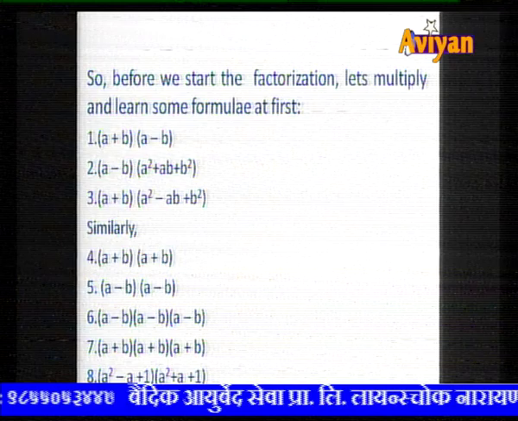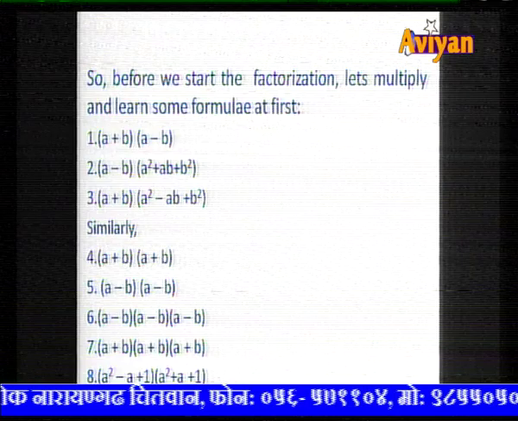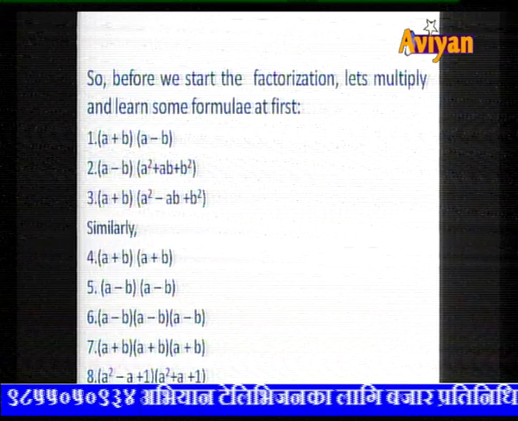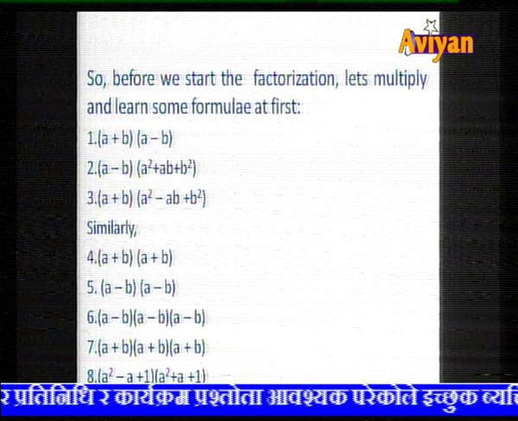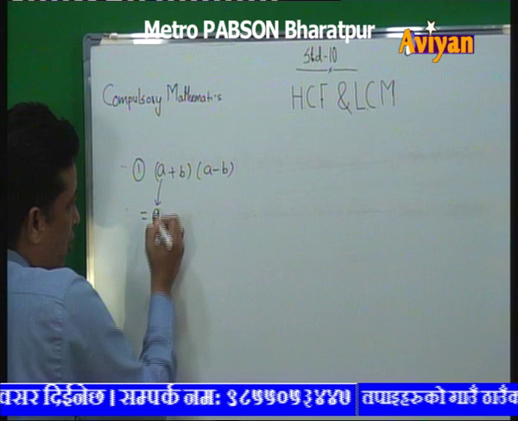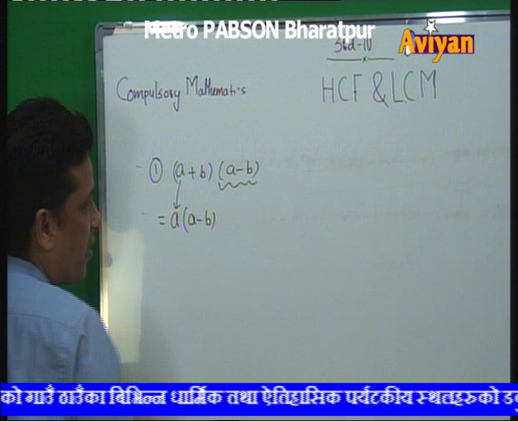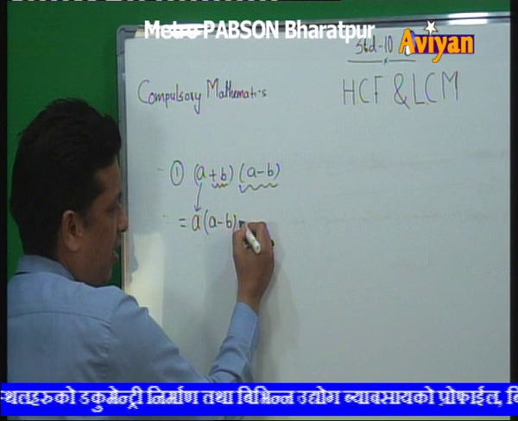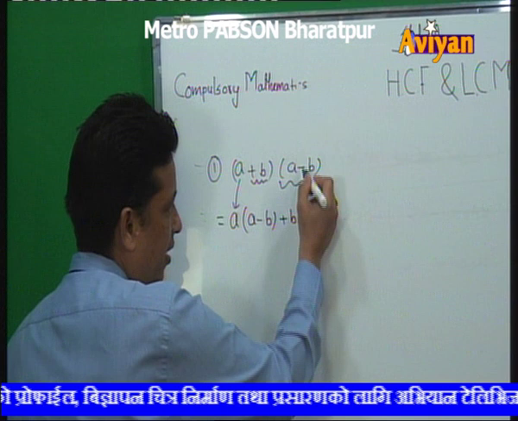Now, I'm going to multiply these two expressions, A plus B and A minus B, by simple multiplication that you have already known in junior classes also. You have studied about multiplication. So look, how we multiply. At first, we multiply this A minus B by A. This A should multiply the second expression A minus B, and then the second term, plus B, also multiplies A minus B.